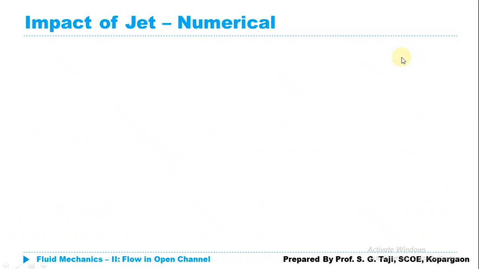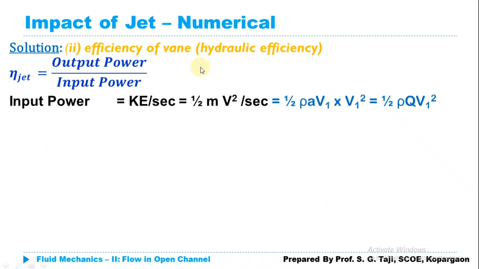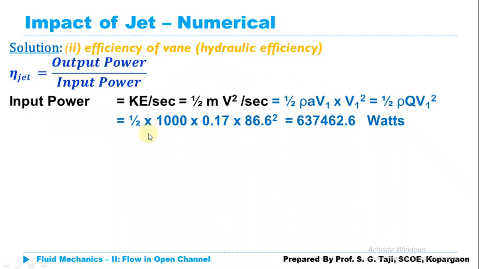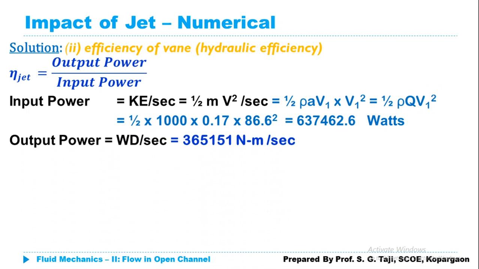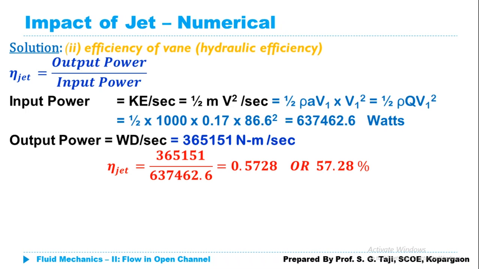Now we can calculate the efficiency, which is given by output power upon input power. Our input power is given by kinetic energy per second, and output power is given by work done per second. By calculating kinetic energy by putting all the values in the equation, half rho Q V1 square, or half rho a V1 cube, we get the input power. We already calculated the output power. By taking their ratio, we can calculate the efficiency, which is coming out as 57.28%. This is the answer we have calculated.